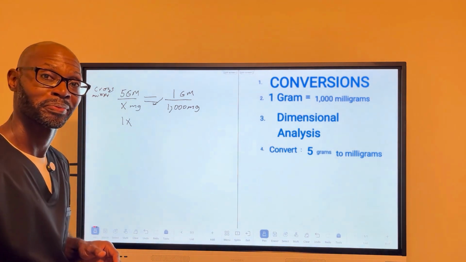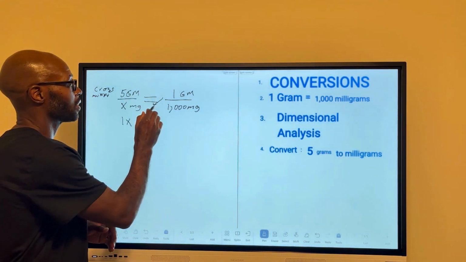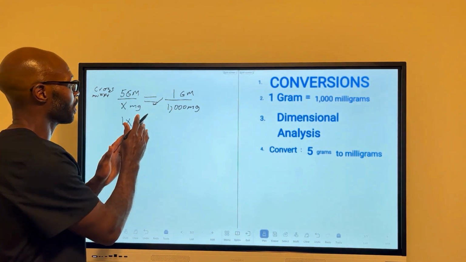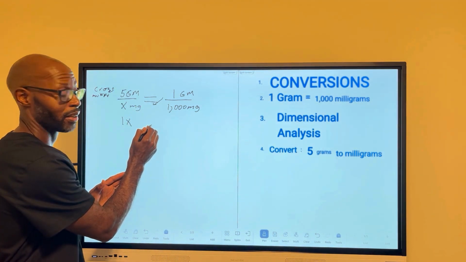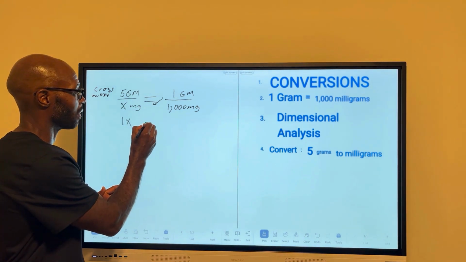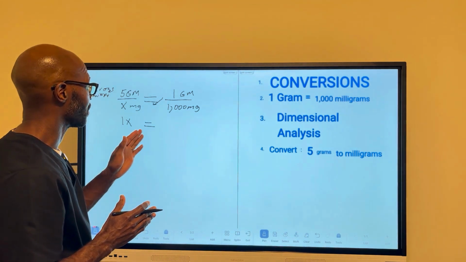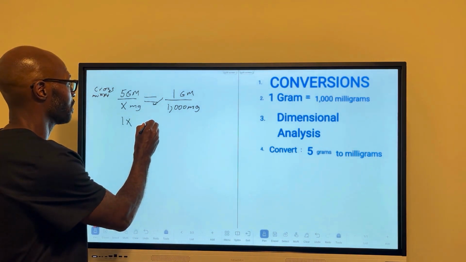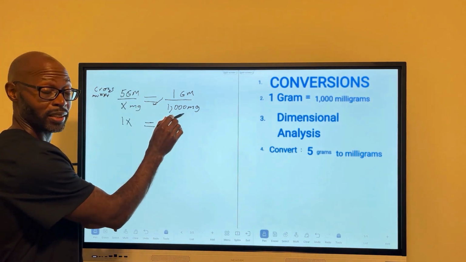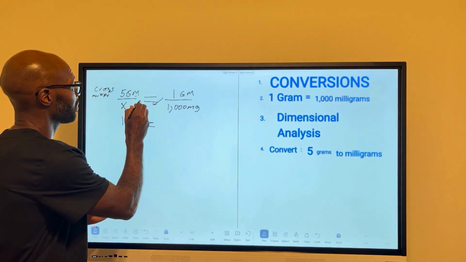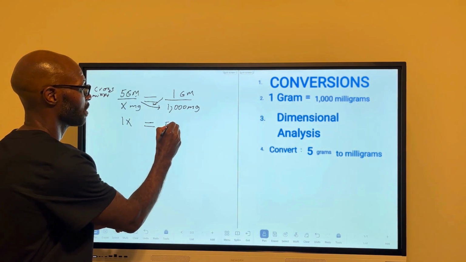Are you with me so far? Okay, now we're gonna multiply 5 times 1,000. Since we already got our 1X down, we wanna bring this equal sign down. So bring your equal sign down with me now, okay? All right, so now we have our equal sign right here. Now we're gonna cross multiply 5 times 1,000. So 5 times 1,000 equals 5,000.